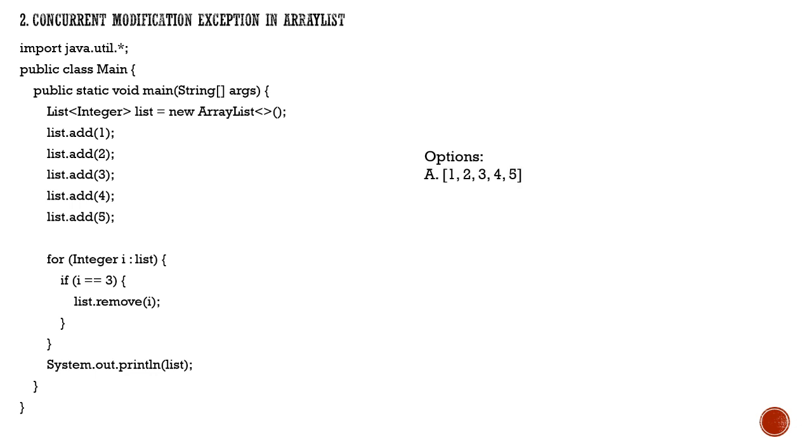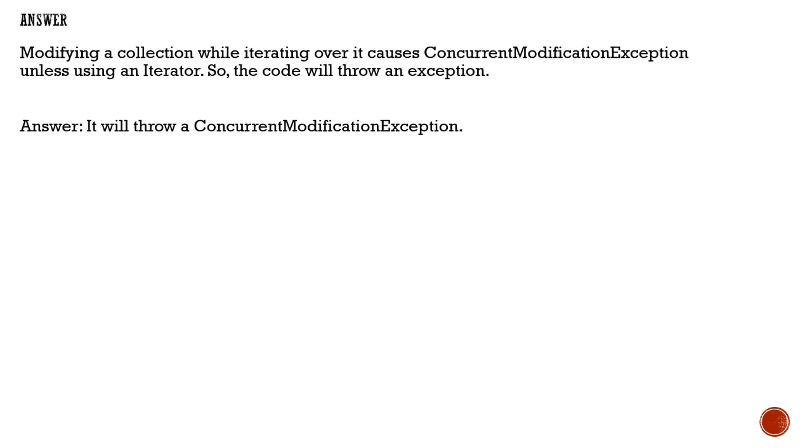Will it be 1, 2, 3, 4, 5, or 1, 2, 4, 5, or 1, 2, 4, or 1, 2, 3, and 5? Can you guess the output? The answer might be tricky for you. It will throw a ConcurrentModificationException. Why? Because modifying a collection while iterating over it will cause a ConcurrentModificationException, unless you are using an iterator. That's the disadvantage if you're not using the iterator.